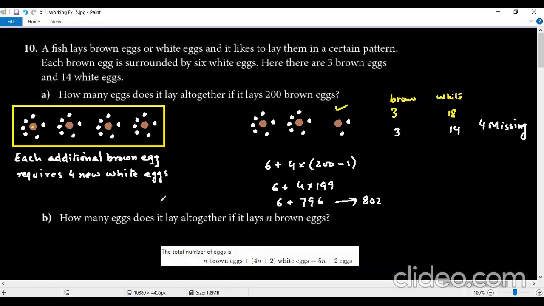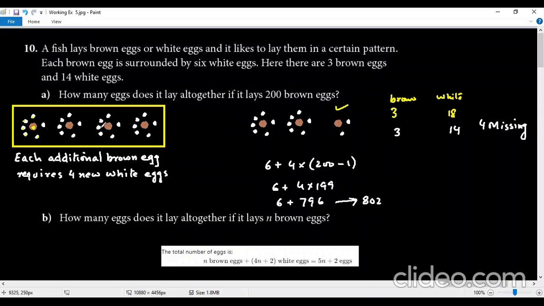It says a fish lays brown eggs or white eggs, and it likes to lay them in a certain pattern. Each brown egg is surrounded by 6 white eggs. Here there are 3 brown eggs and 14 white eggs. How many eggs does it lay altogether if it lays 200 brown eggs? Now, to understand this situation, this fish lays one brown and one, two, three, four, five, 6 white eggs. So this pattern follows like this. This is the pattern in which the eggs are laid.